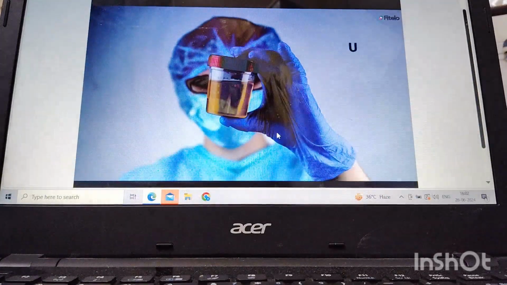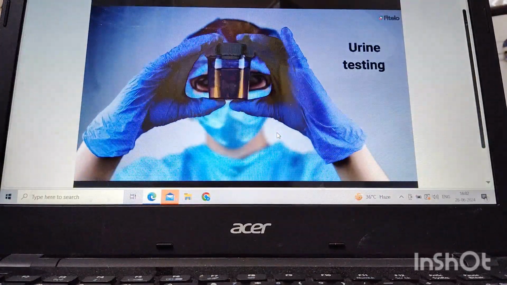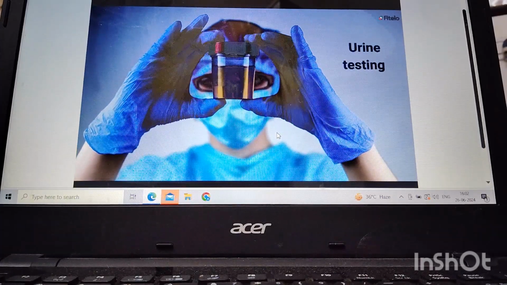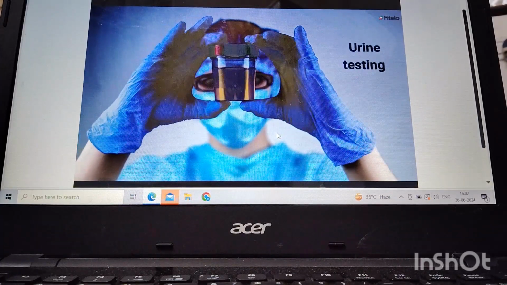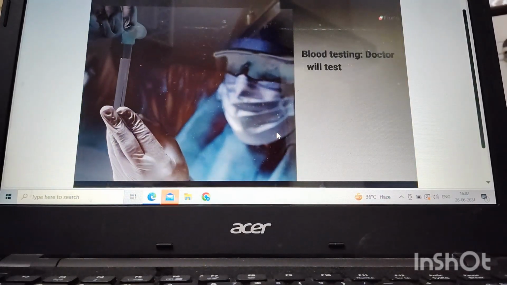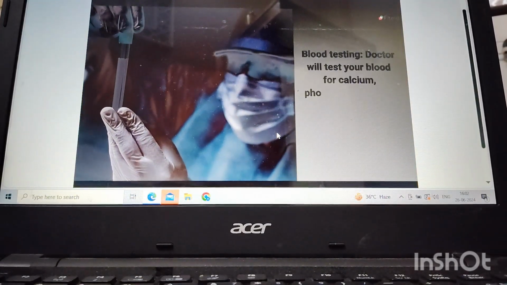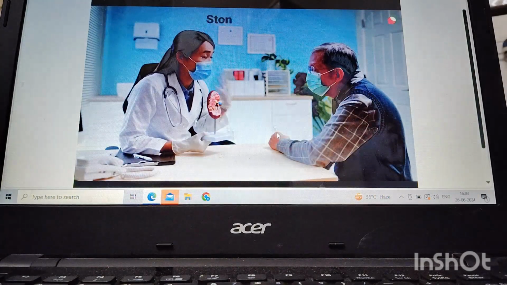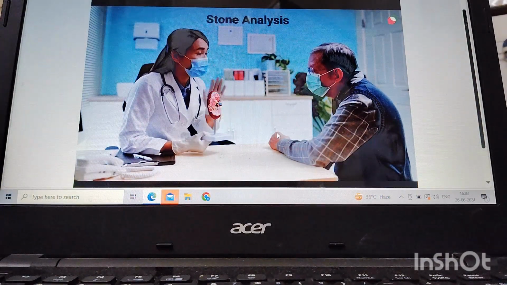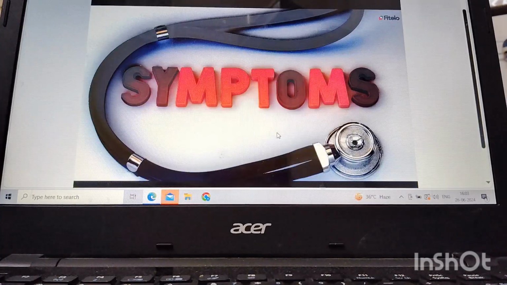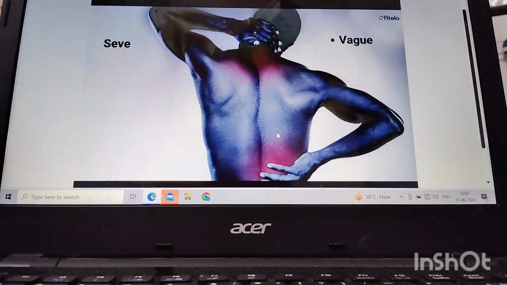And urine testing. The doctor may also ask that you collect your urine for 24 hours to test for levels of stone-forming minerals and stone-preventing substances. Blood testing. The doctor will test your blood for calcium, phosphorus and uric acid. Stone analysis. The stone will be analyzed after it comes out of your body in order to determine the cause and a plan for prevention.